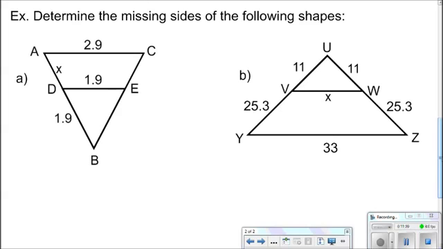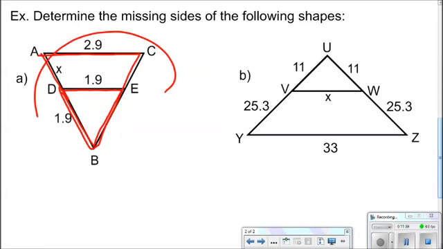So whenever you have a triangle inside another triangle, the angles are the same. So angle A and angle D will be the same, angle C and angle E will be the same, and then angle B at the bottom is the same for both of them. And so we have a smaller triangle ADE inside a bigger triangle ACB.